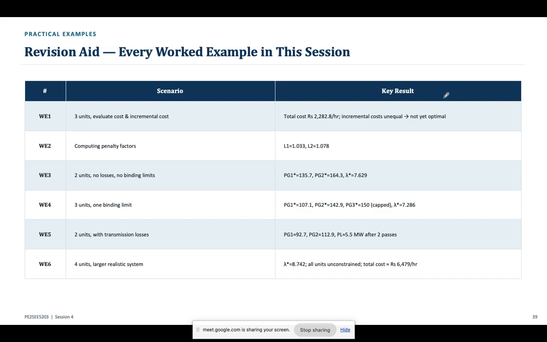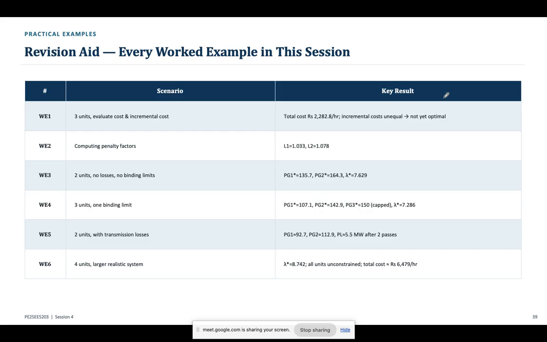When the limit binds, the constrained generator is fixed, and the free generators continue to equalize the marginal cost. When the losses appear, the marginal condition is modified by the penalty factor, and the loss estimate must be updated here. This progression is more important than memorizing the numerical answers.